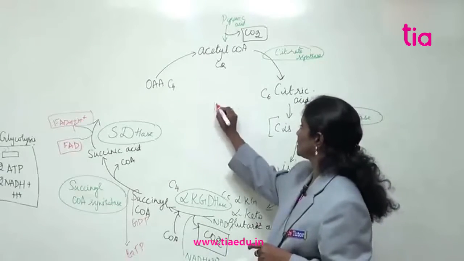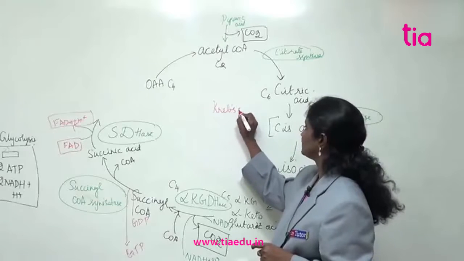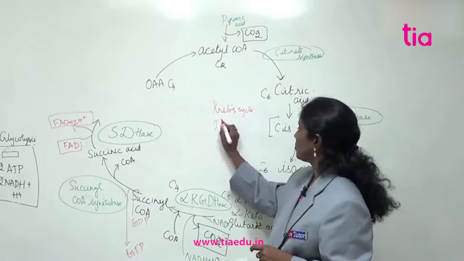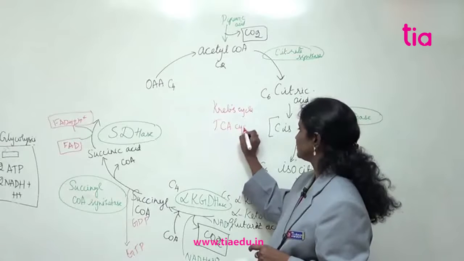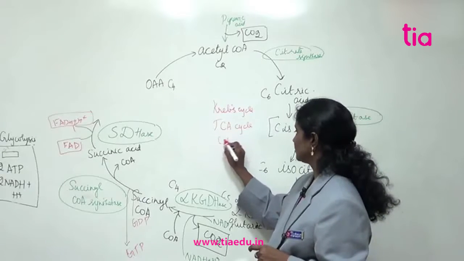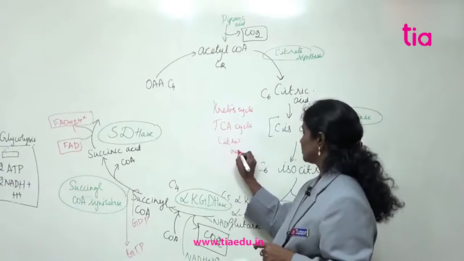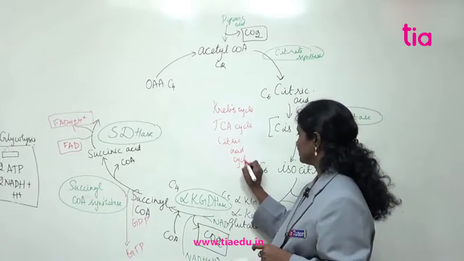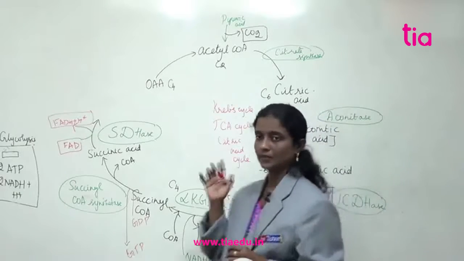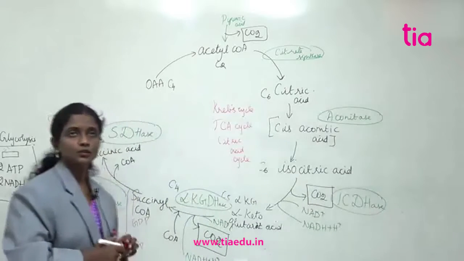So what is the name for this? Krebs cycle, then tricarboxylic acid cycle, then citric acid cycle, isn't it? All of them mean the same. Citric acid cycle, all of them mean the same. Yes, let us proceed to the further steps.